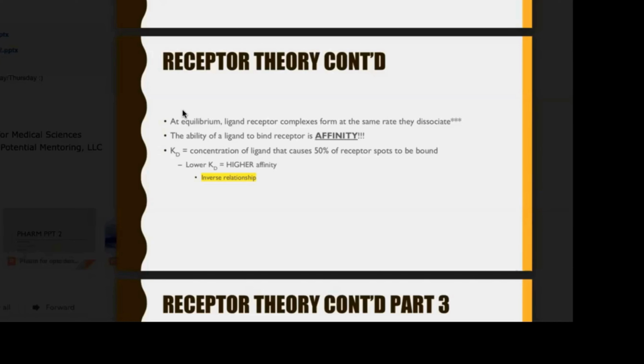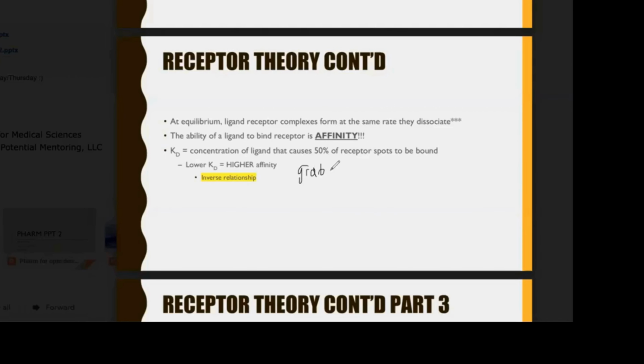And then we talk about affinity. So how well a ligand can bind a receptor is affinity. So do you need a lot of the drug to have the effect or a little bit of the drug to have the effect? That will depend on how good it is at binding that receptor. And then you have KD, a concentration that will allow 50% of the receptor spots to be bound. It is an inverse relationship, so a lower KD is a higher affinity. It's going to grab faster.